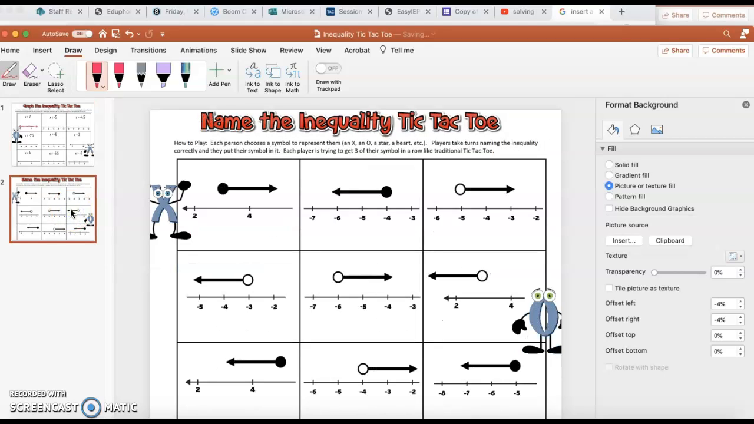To complete your assignment on the next page, you are going to name what the graph is. This graph, if I draw my line, it's about halfway between 2 and 4. So my x is at 3. Since it is a closed circle, it will have an equal bar. And since it is going to the right, I'll have the greater than symbol. And that is how you complete that page.